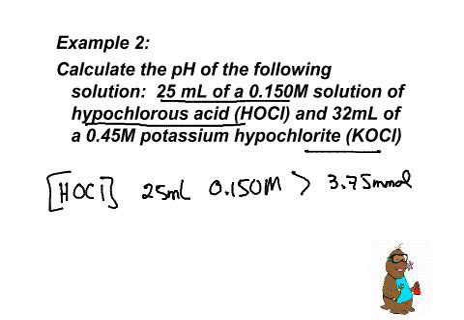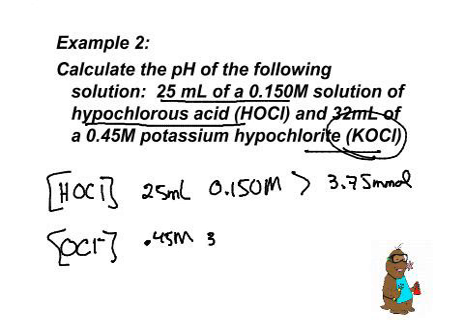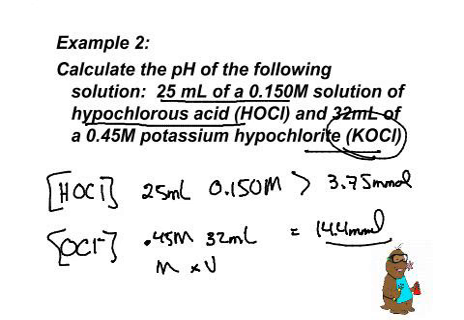Okay, and then we've got KOCl. In the KOCl, who do I care about? OCl, which has a minus charge on it: OCl negative. I've got 0.45 molar and 32 milliliters. If I take M times V, that's 14.4 millimoles. Now, do we have a buffer? We do. We have a weak acid and its conjugate partner, and they're within a factor of 10. So now, to find the pH, we can use the Henderson-Hasselbalch equation.